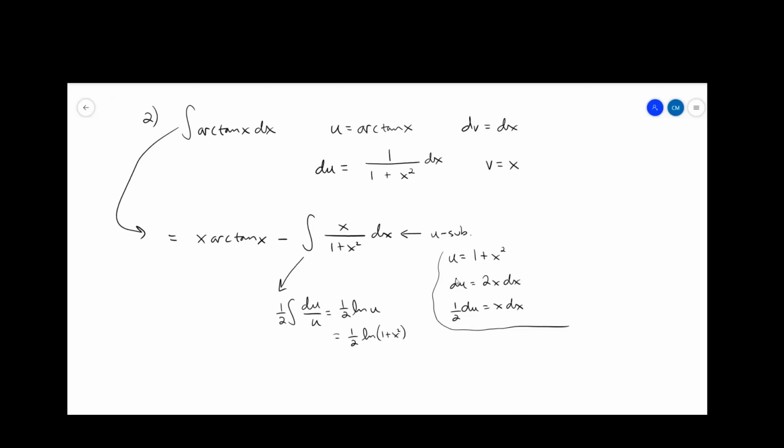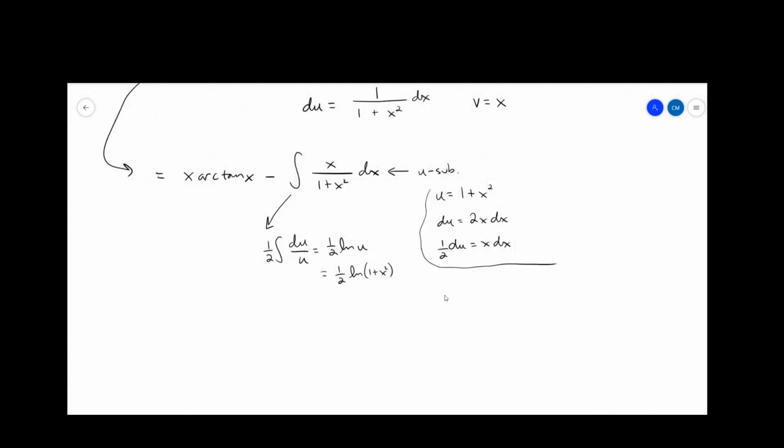Okay, everybody good with that? And so that means then our final answer here is just going to be x arctan x minus 1 half natural log of 1 plus x squared. Any questions on that one? So the antiderivative of the arctangent function is all of that. That means if we were to take the derivative of all of that stuff, x arctan x minus 1 half ln of 1 plus x squared, and simplify it, we should just get arctan x out of that.